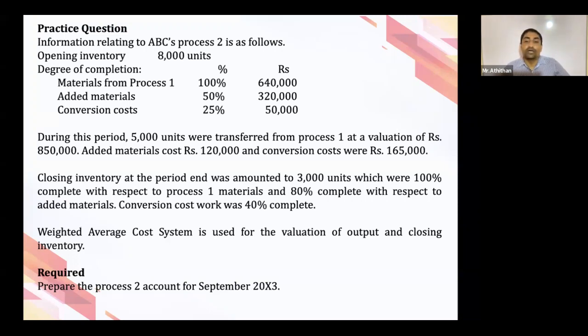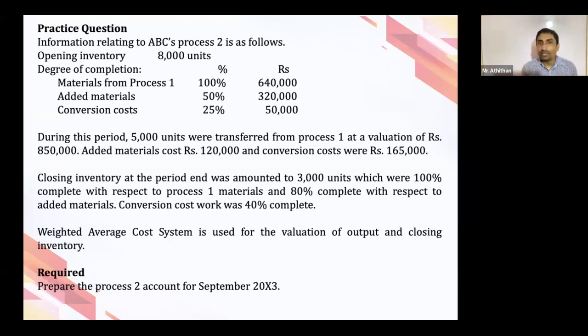ஓப்பனிங் இன்வென்ட்ரி, ஆரம்ப work in progress inventory-ஐ நாங்கள் பார்த்தோம்னா இது process 2-க்குரியது, 2வது செயல்முறைக்குரியது. Material from process 1, முதலாவது process-ல இருந்து வந்த material complete. ஏற்கனவே நாங்கள் பார்த்திருக்கிற அதே assumption, materials ஆரம்பத்திலேயே include பண்ணப்படுது. Added materials, மேலதிக materials 50% complete-ஆ இருக்கு. Conversion cost 25% complete-ஆ இருக்கு. So balance நாங்கள் complete பண்ண போறோம்.